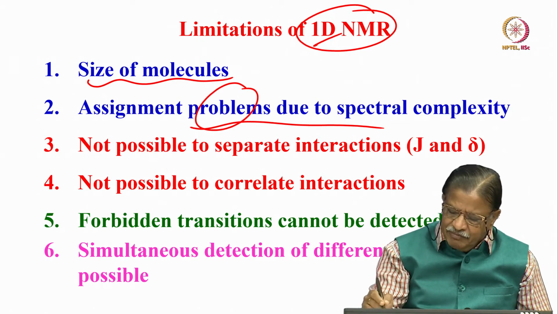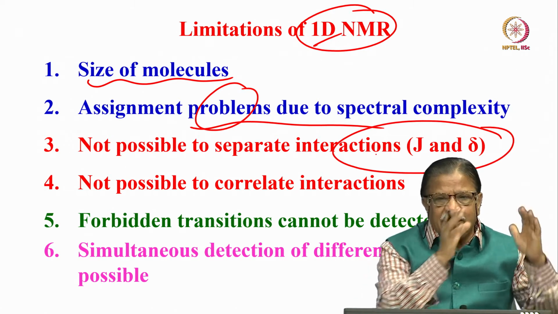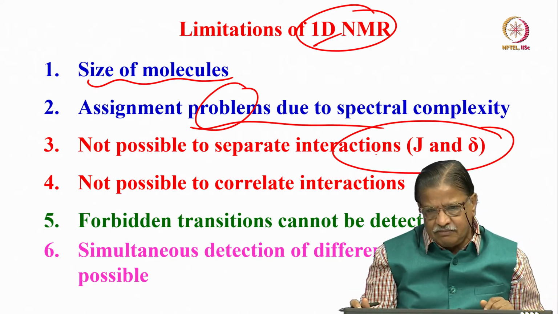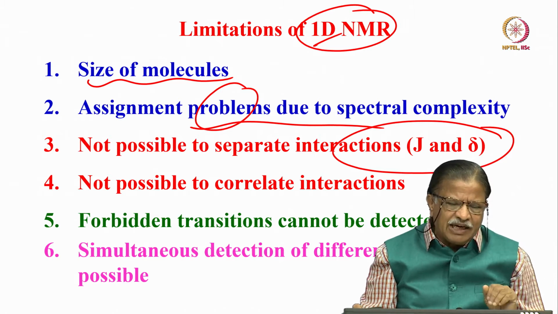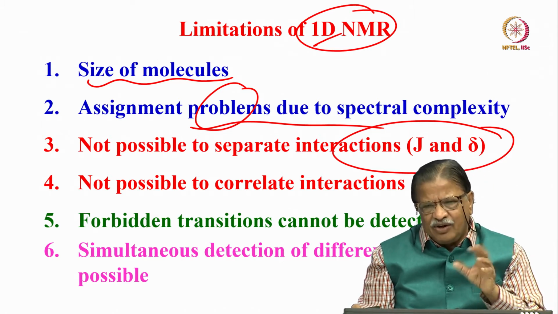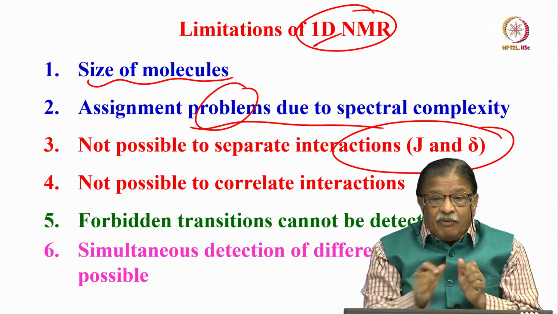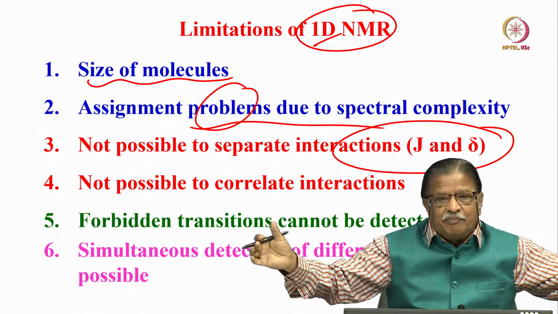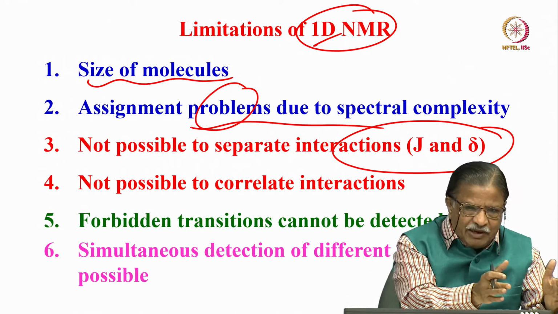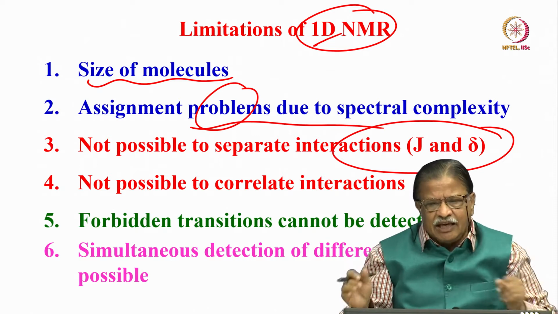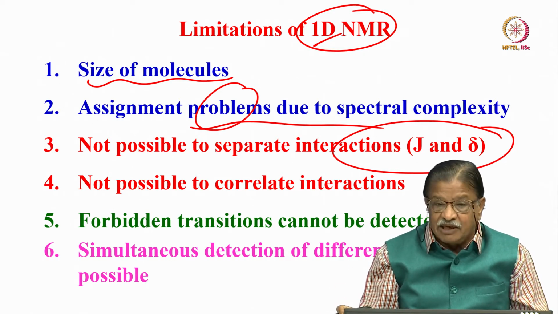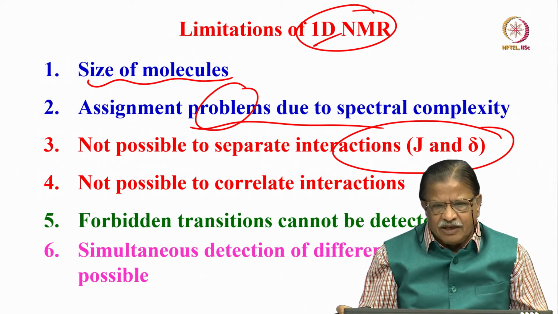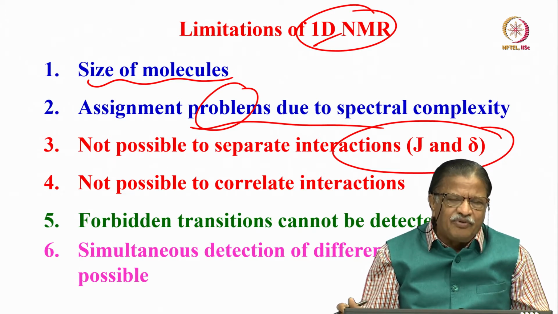And at the same time, if I want to separate the interaction of chemical shift and the J coupling from a one-dimensional NMR, it is not possible. Of course, we can do selective decoupling and find out which is coupled to which, etc. But I want to separate both the interactions independently. I want to get only J coupling information and only chemical shift information separated out, and in one-dimensional NMR that is not easy. So we need to go for 2D for that.